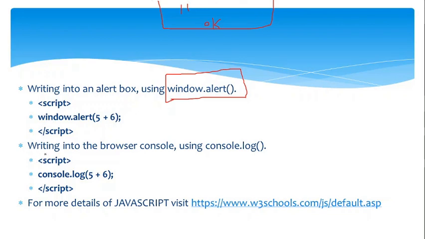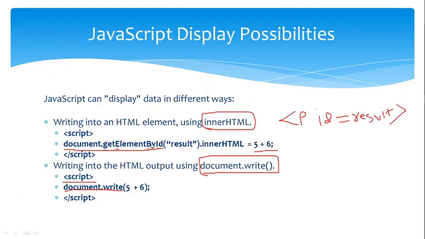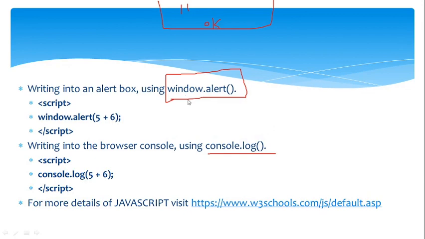And the fourth one is in the browser console using console.log. In the browser console itself, we can see the result, and we can write console.log 5 plus 6, then the 11 will be displayed in the browser. Okay, so this is a simple way. There are the 4 ways. First one is innerHTML, and the second one is document.write, and the third one is window.alert, and the fourth one is console.log.